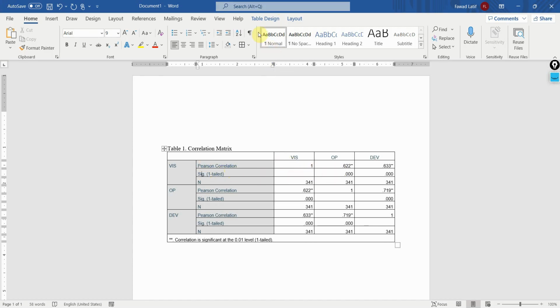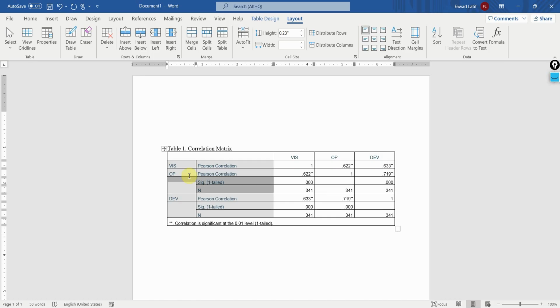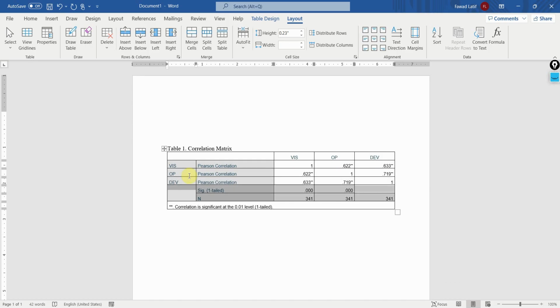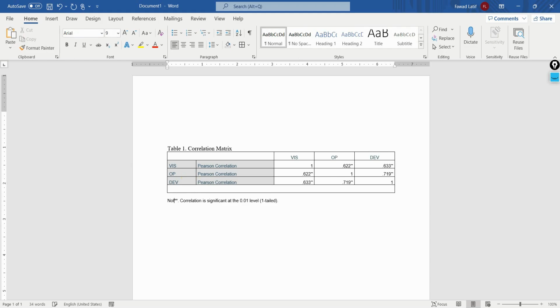So what I'll do is go to table layout and put in one cell here the variable or the construct names. Now they are done. Now I do not need the significance and N. Let's remove it. Now this one, remove it, put it outside your table and write a note. Remove this cell. Now there is a repetition. Normally what we do is we remove the values above the diagonal.